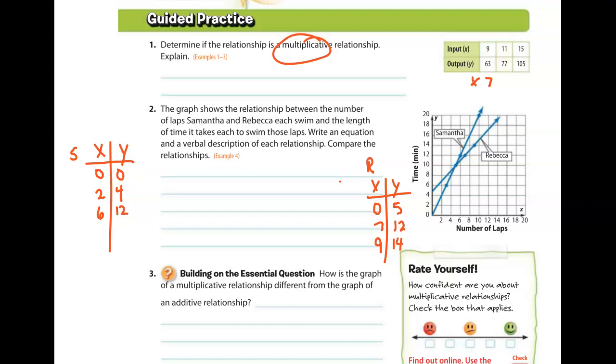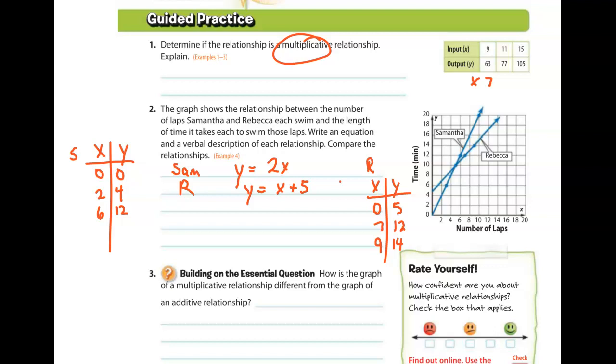Okay, so these are the equations you should have chosen. Samantha is y equals 2 times x, so 0 times 2 is 0, and 2 times 2 is 4, and 6 times 2 is 12. And then the equation for Rebecca is y equals x plus 5, which is, the first case here, 0 plus 5, and then 7 plus 5 is 12, and then 9 plus 5 is 14.